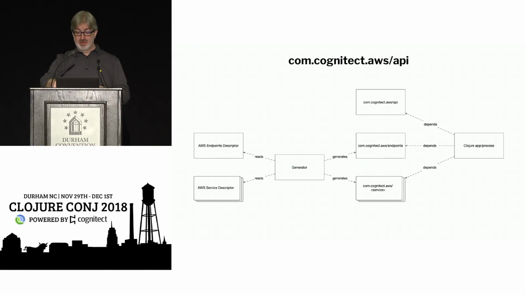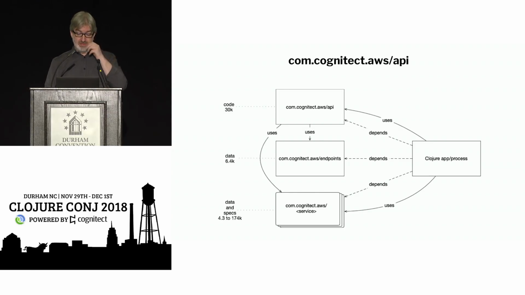What you depend on, you have to depend on 3 things. You have to depend on the API library, which has all the Clojure code in it. You have to depend on this endpoints library that has the descriptions of where things are. And then you have to depend on one or more of these little service artifacts per service. And just a little more detail here. So the API, which by the way, is about 30K, the size of the jar, compared to 900 something for the core AWS Java SDK library.